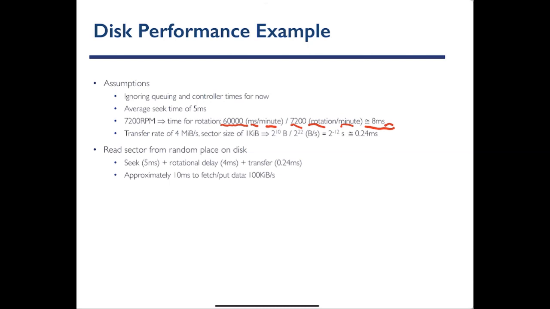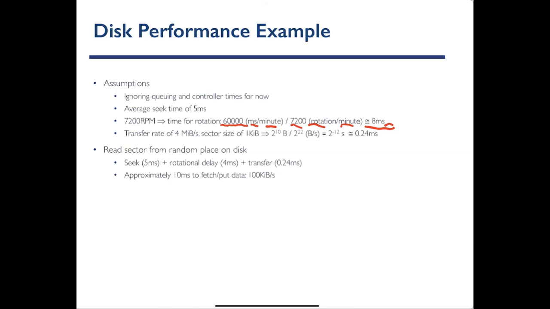And then you have to transfer that single sector. So this gives you approximately 10 milliseconds latency. Now that you have the latency, you can actually have your effective bandwidth. So you transferred 1 kilobyte in 10 milliseconds. That's an effective bandwidth of 100 kilobytes per second.